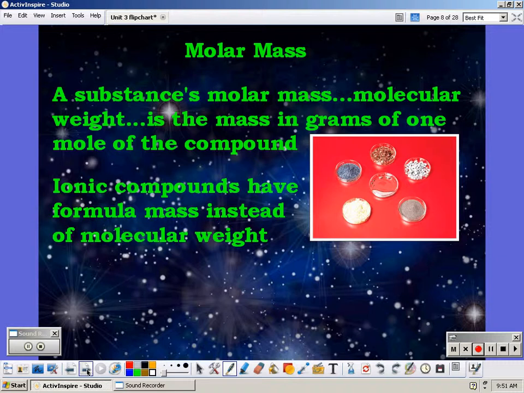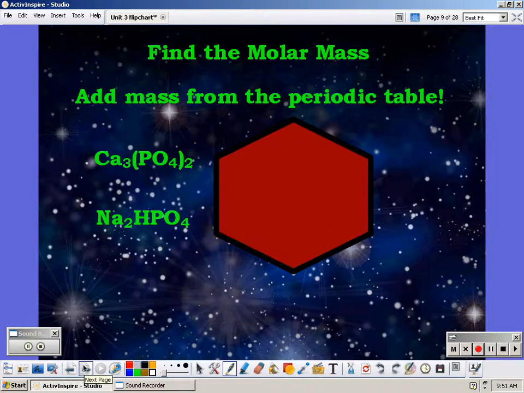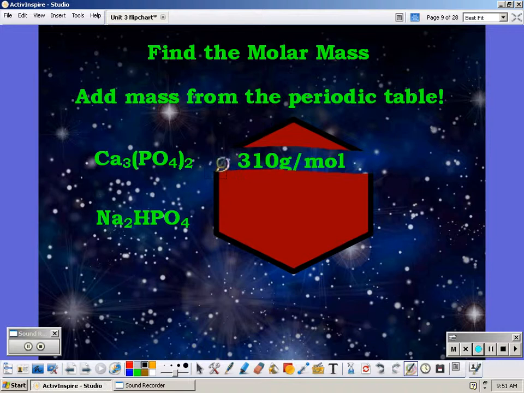So to find the molar mass, you're going to add all of the masses up off of the periodic table. So for calcium phosphate, you would do 3 calciums, 2 phosphoruses, and 4 oxygens. And you should end up with a molar mass of 310. Now if you do sodium hydrogen phosphate, 2 sodiums, 1 hydrogen, 1 phosphorus, and 4 oxygens, you should end up with 142.